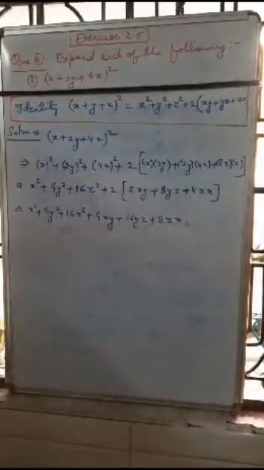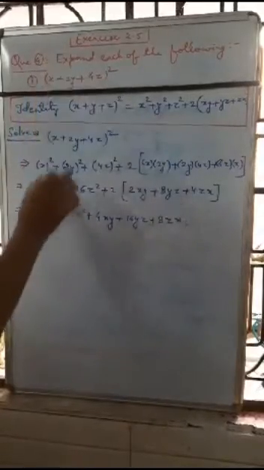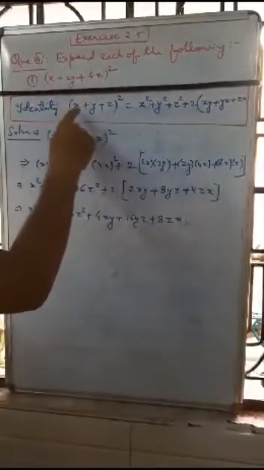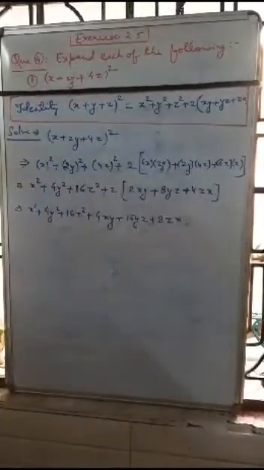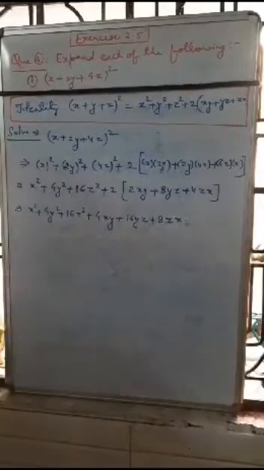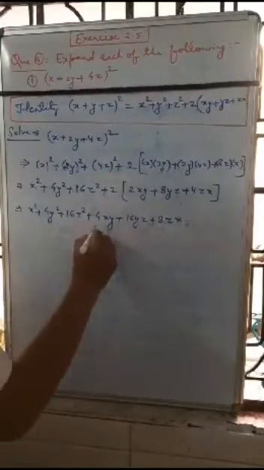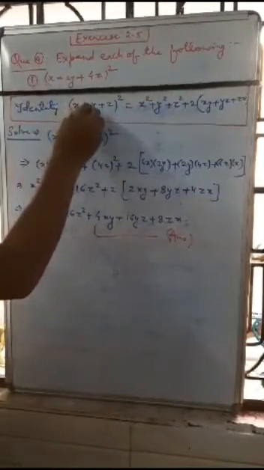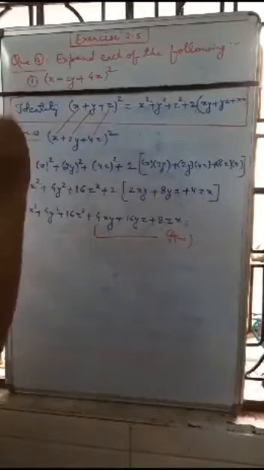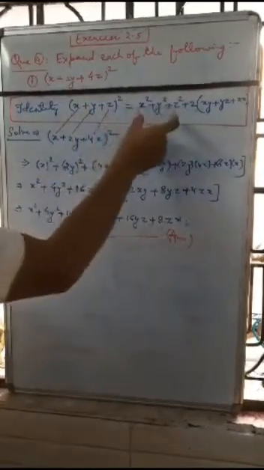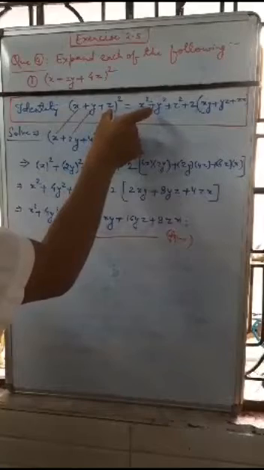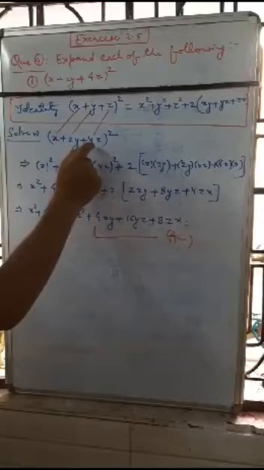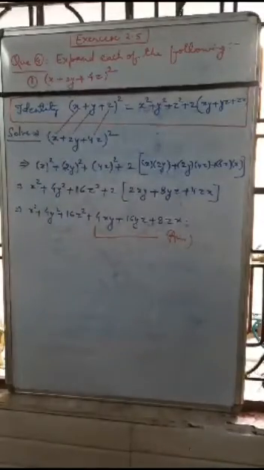So this is the solution or expansion of the given problem following the identity x plus y plus z whole square is equal to x square plus y square plus z square. Again, here x is equal to x, y is equal to 2y and z is equal to 4z. We have used the similar identity; in place of y we put 2y, and in place of z we put 4z. So it is the solution of the problem.